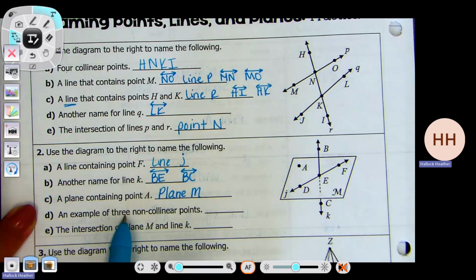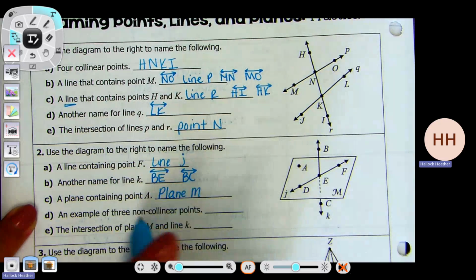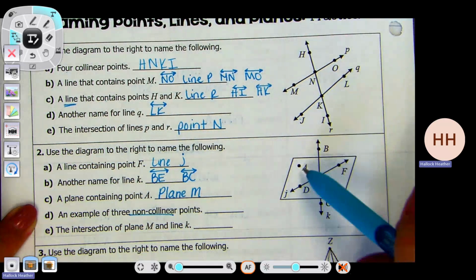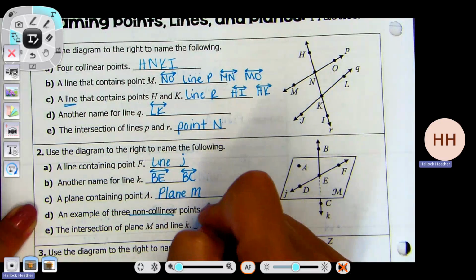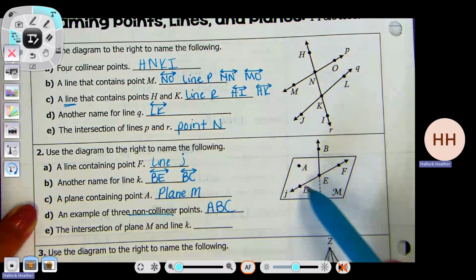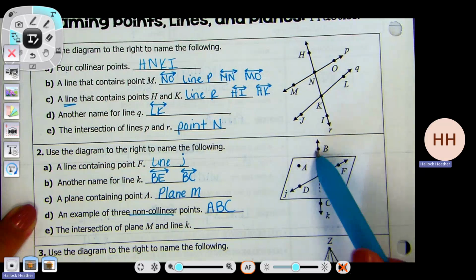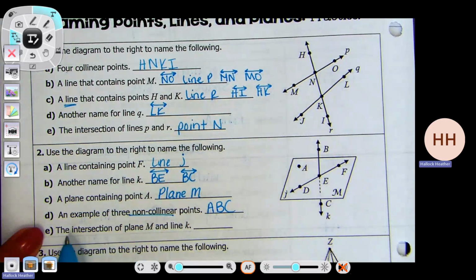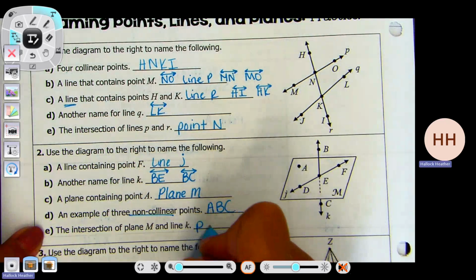An example of 3 non-collinear points. Non-collinear are 3 points not on the same line. A, B, and C. So A, B, and C are not on the same line because A technically is not on line BC. Although B and C are on the same line, it does not matter. They can both be on the same line as long as I have one oddball that's not on there. And then the intersection of plane M and line K. Point E, because that's where I'm stabbing my piece of paper.